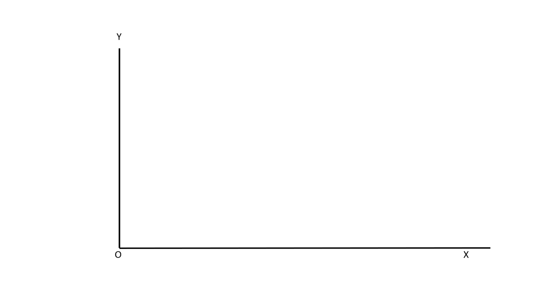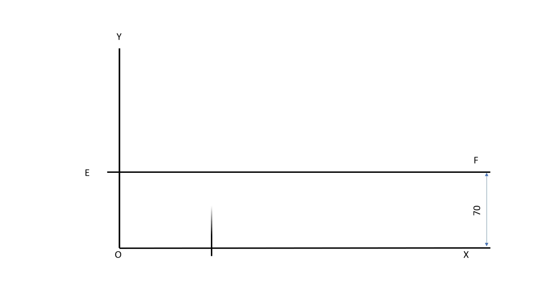Now we have to mark a point at a distance 70 mm and 85 mm from these asymptotes. In order to do so, you draw a line parallel to OX at a distance 70 mm, and you draw one vertical line parallel to OY at a distance 85 mm, and where they intersect, we'll mark this point P. Now we have finally marked the point P, which is at a distance 70 mm and 85 mm from the asymptotes OX and OY respectively.